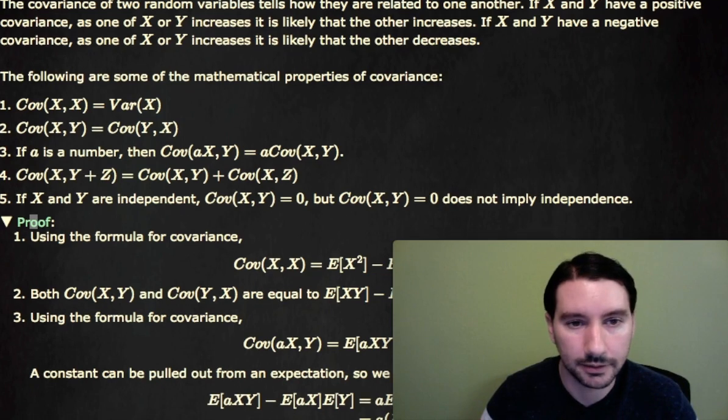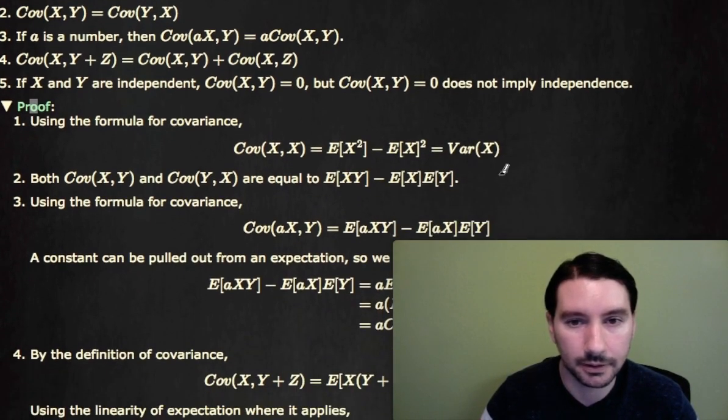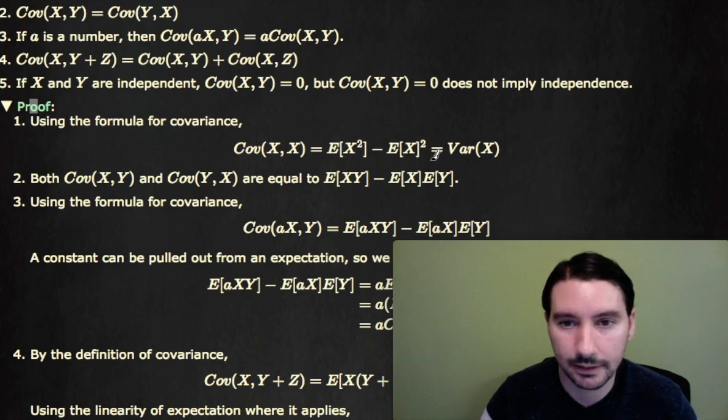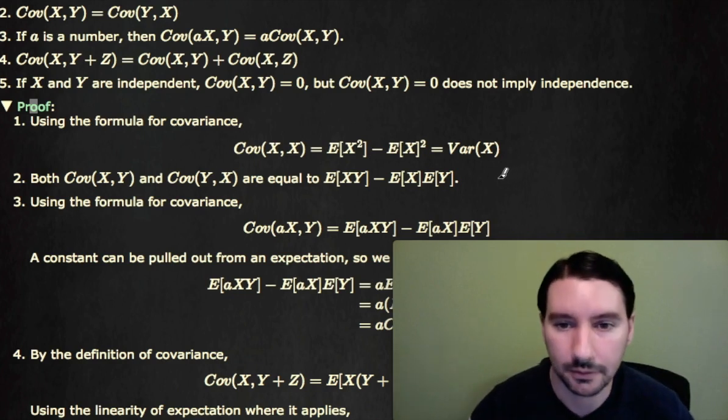Number 1 is that the covariance of x with itself is the variance. And this just follows from the formula. So it would be the e of x times y, which is x and x, so we get the expected value of x squared minus e of x times e of y, but that's e of x times e of x, which is e of x quantity squared. So we get e of x squared minus e of x quantity squared, which is the variance of x.